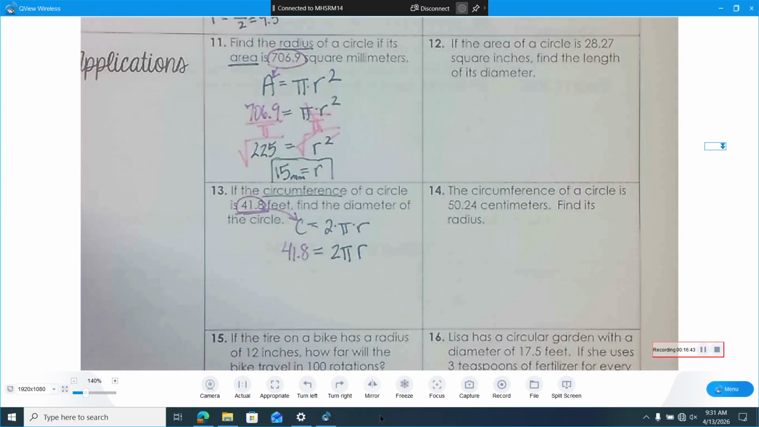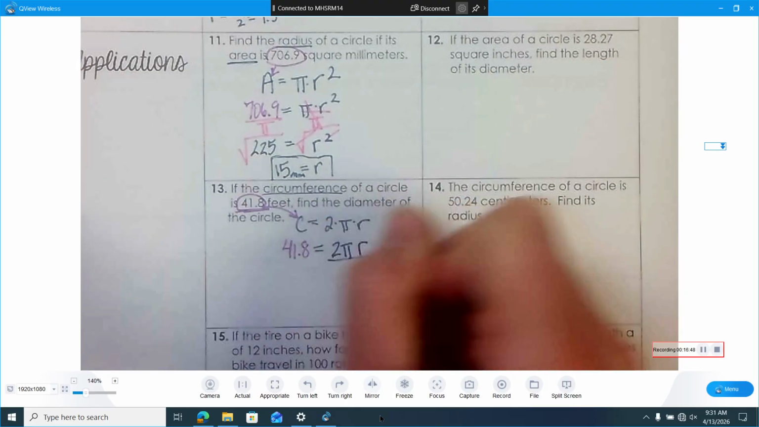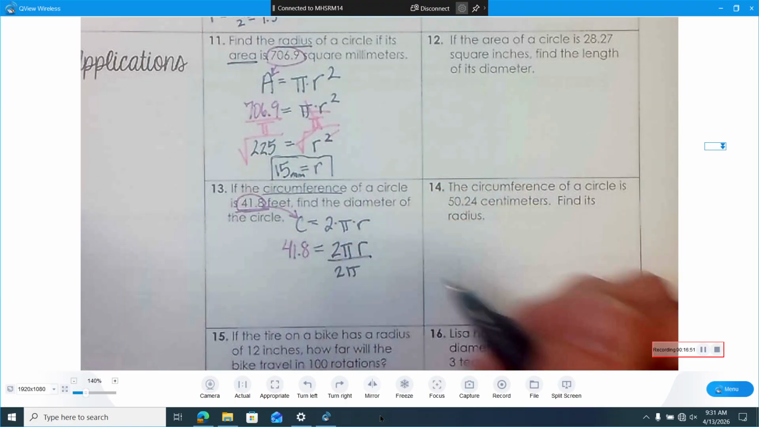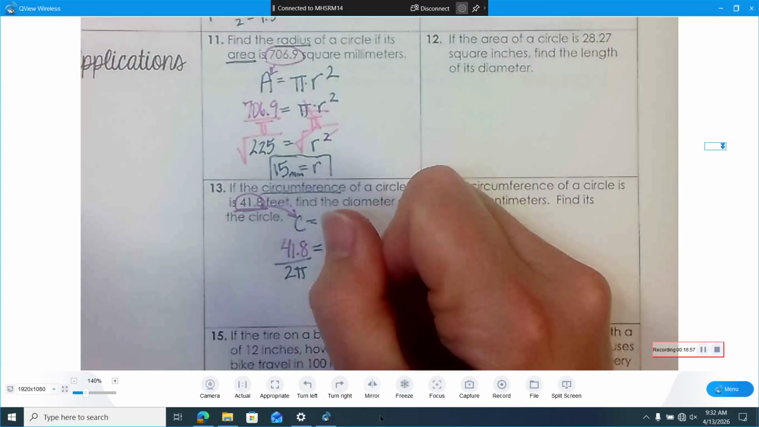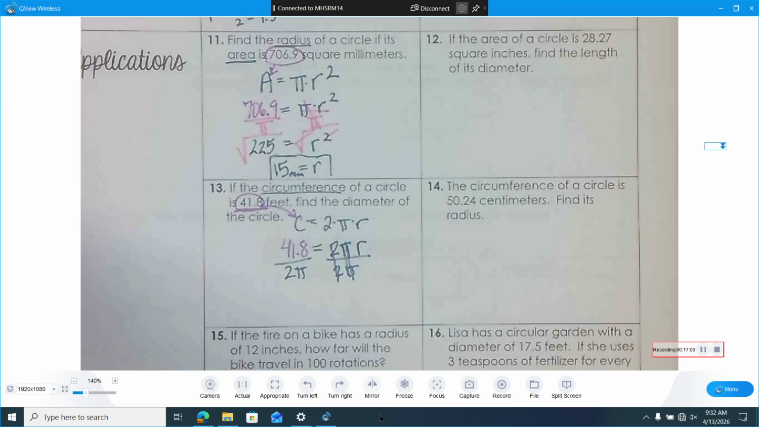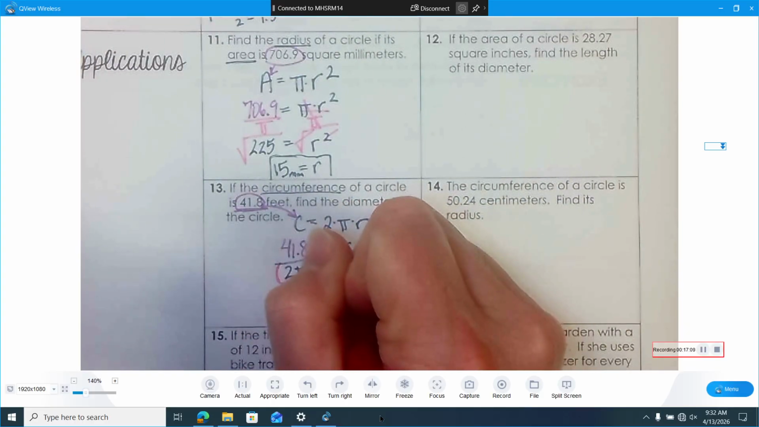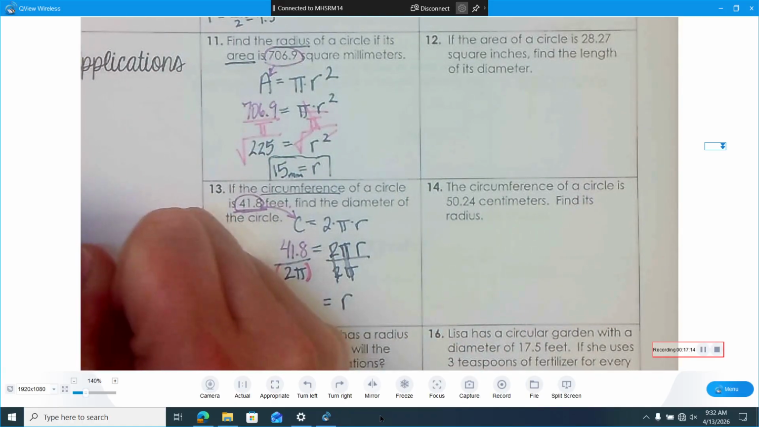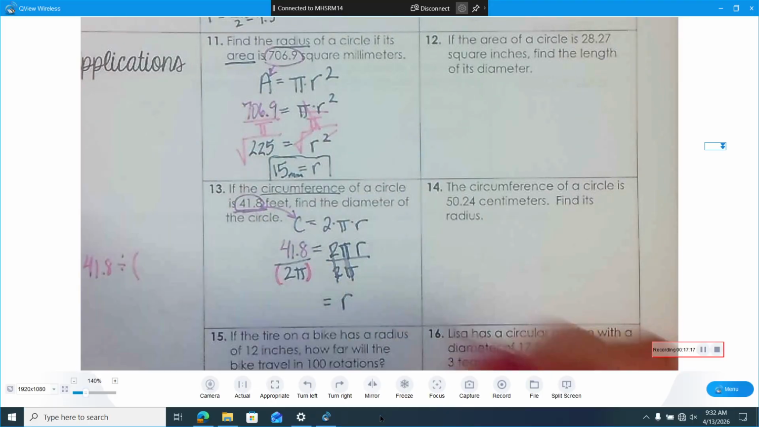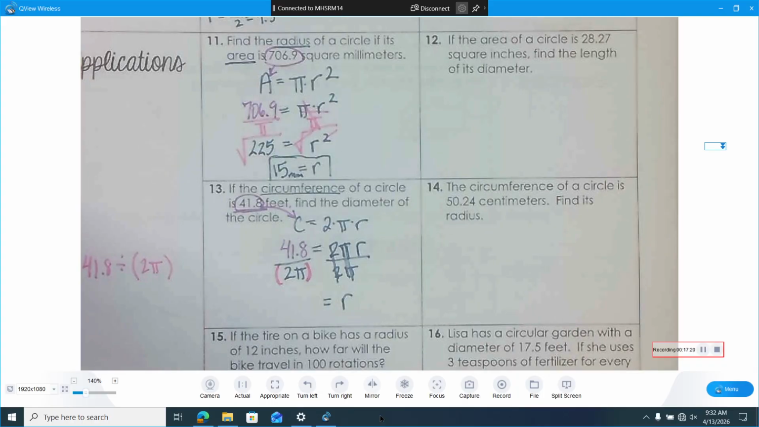Ooh, this is tricky. All right, how do we get r by itself? Divide by 2 and divide by pi. Do you suppose we can do it all at the same time? Yeah, we actually can, but it is very tricky. When we divide by the 2 and divide by the pi, they cancel out on the right-hand side, so r is all alone. But in your calculator, you have to be very careful. You need to make sure that you put parentheses around this. So in your calculator, you can type in 41.8 divided by parentheses 2 times pi inside parentheses. That will give you the right answer.